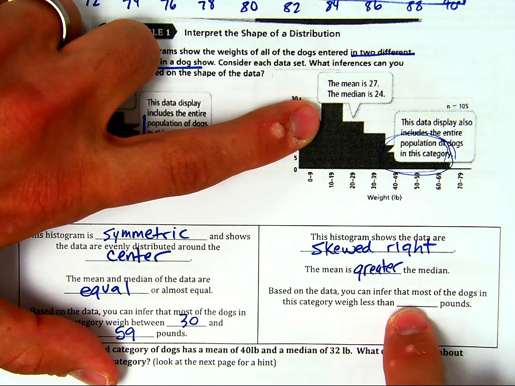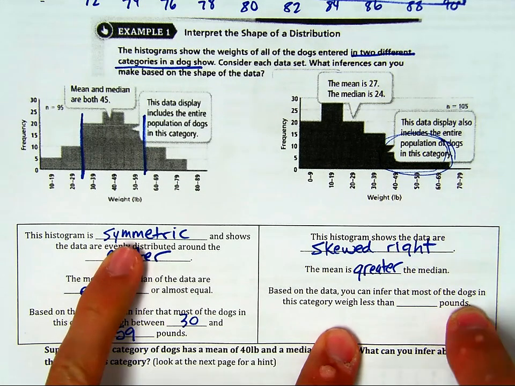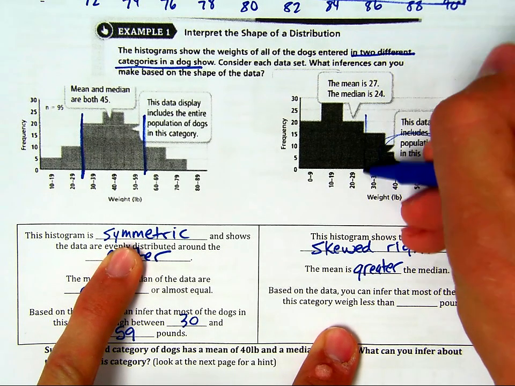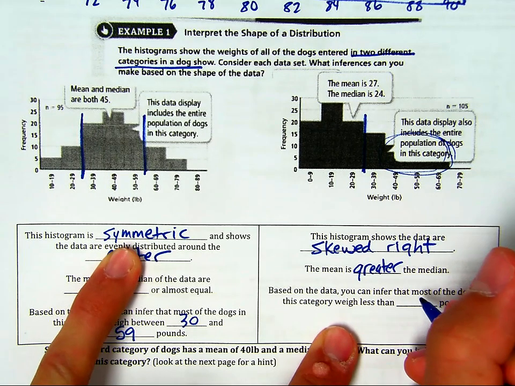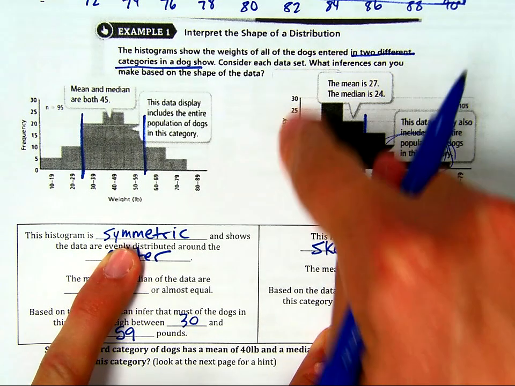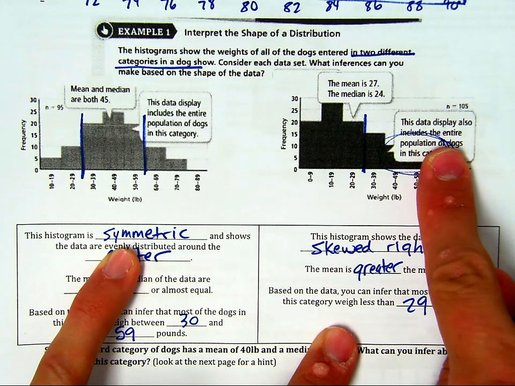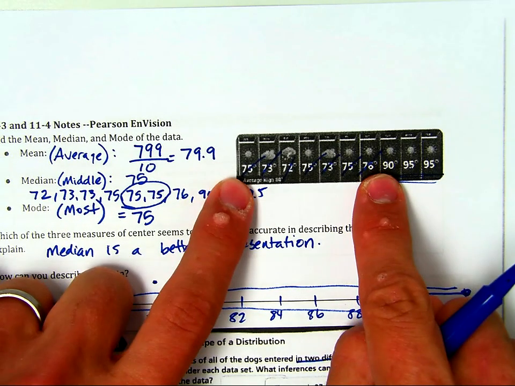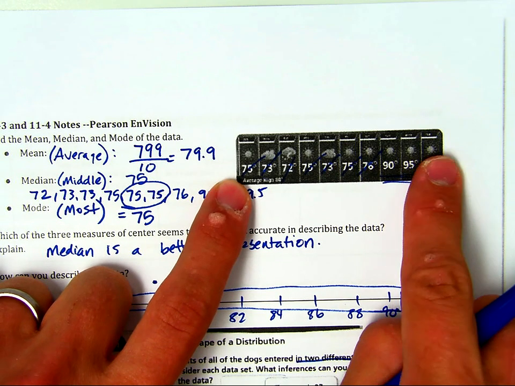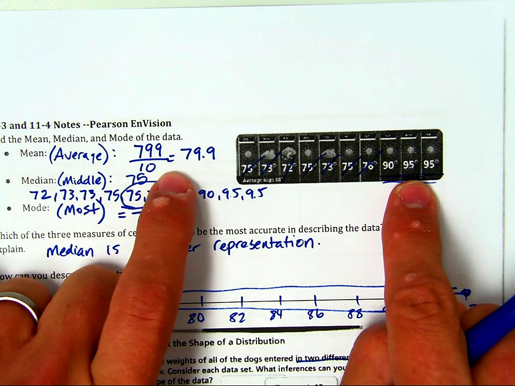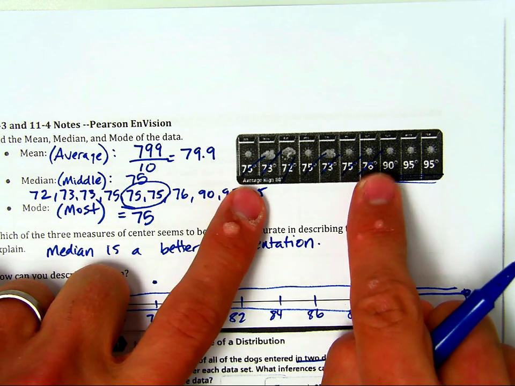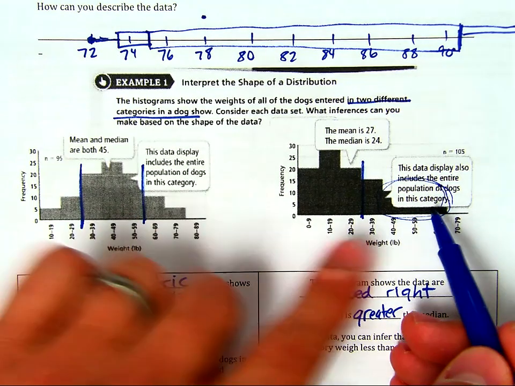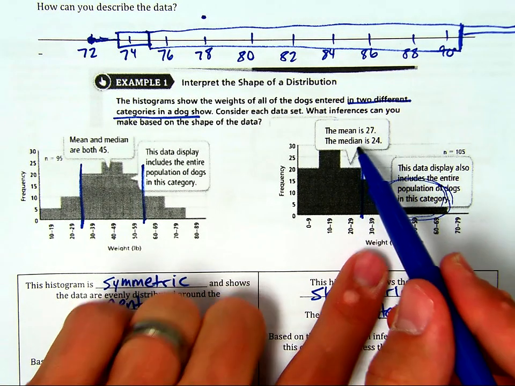So based on the data, you can infer that most of the dogs in the category, even though we're skewed right, are probably going to weigh less than 29 pounds, because they're still centered here, but we have this that skews the data to the right. Just like in our example up here, most of the temperature days were in the 70s, but we had this data up here that skewed our data to the right. It caused our average to go up higher, even though most of the days were in the 70s. That's what this is doing. These heavier dogs are skewing the data. They're making the average go greater than the median.